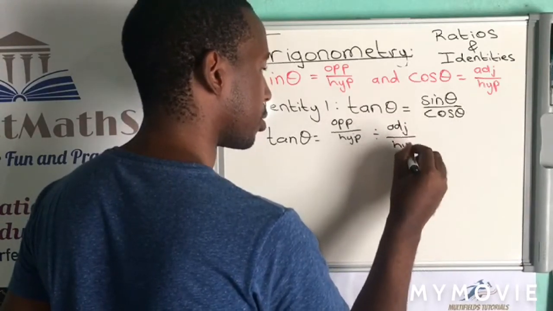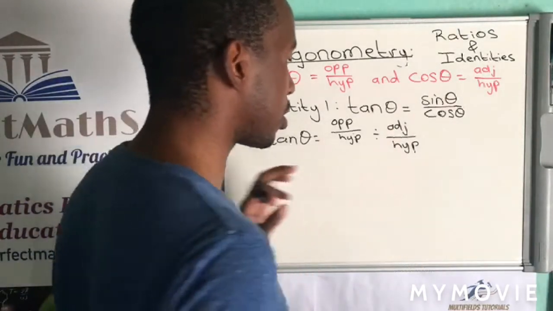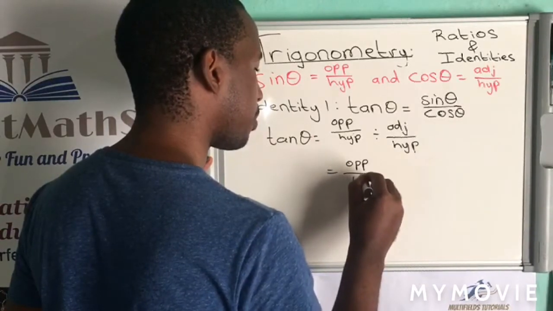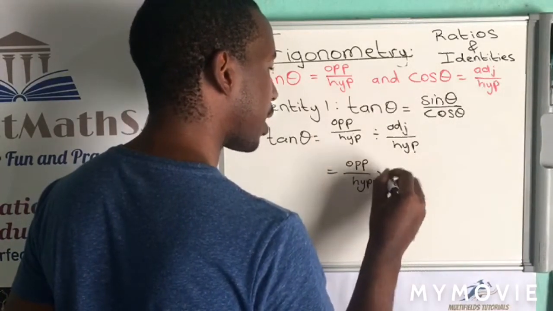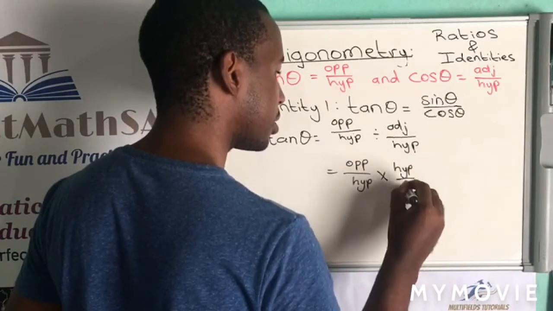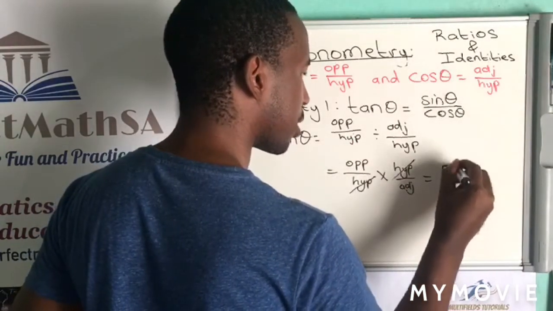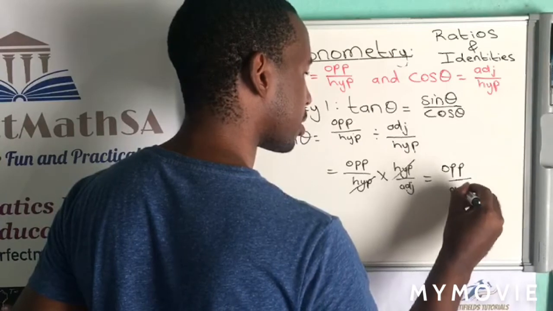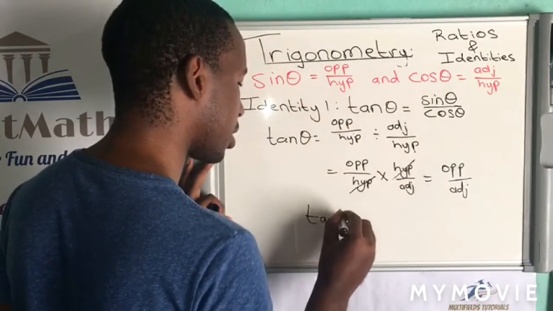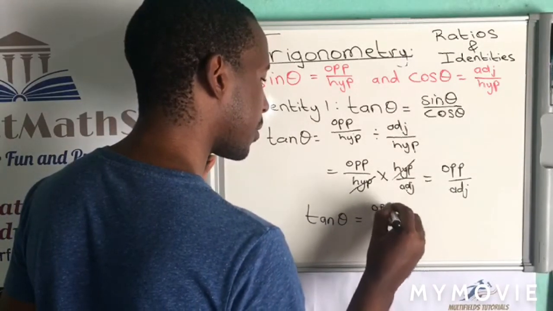Now, as I had mentioned in the introductory video, it is important for us to know how to deal with this. This would mean that we can take the opposite side divided by the hypotenuse and then multiply it by the reciprocal of this one, which is hypotenuse divided by adjacent side. Therefore, these two would definitely cancel out, so we would have the opposite side divided by the adjacent side. So this is a new ratio.